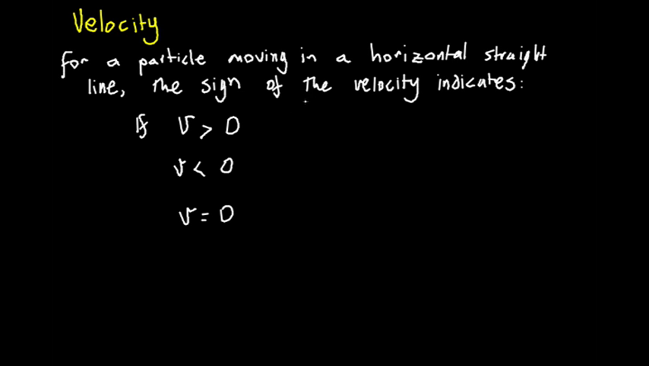Velocity is very similar, for a particle moving in a horizontal line. The sign of the velocity indicates direction. If it's greater than zero, we're moving to the right. If it's less than zero, or negative, we're moving to the left. And if it's equal to zero, we're not moving, or we're stationary.